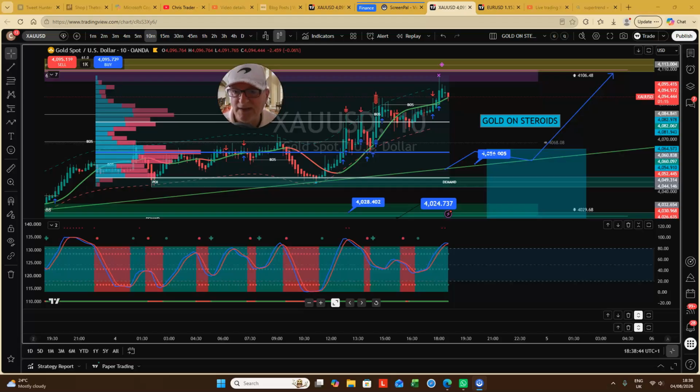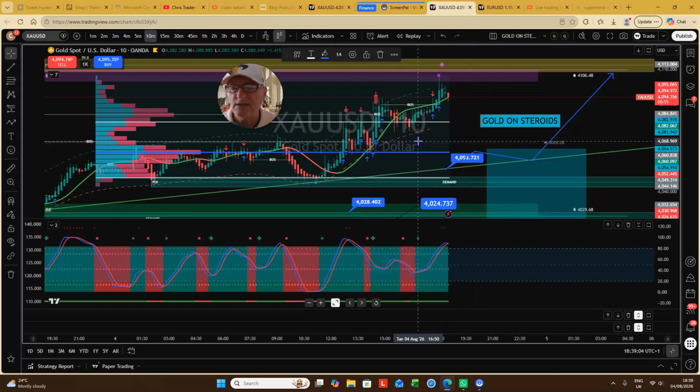What I'm going to be talking about here is change of character and then breaker structure, just to help you make more profits. Maybe have more trades. You don't necessarily need to have more trades to make more money, but understanding the difference between the change of character and breaker structure may help you make better decisions.